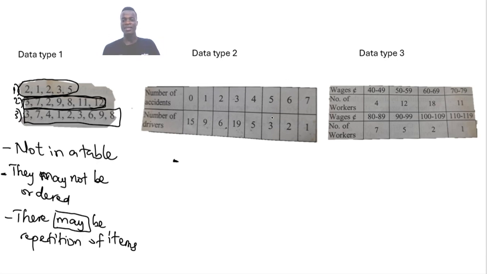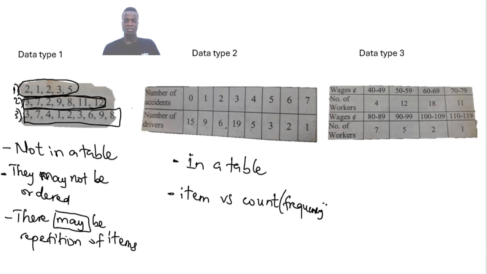So for data type 2, they are in a table. And then what happens is that there is item against count, items versus count. The count is what we usually call the frequency.